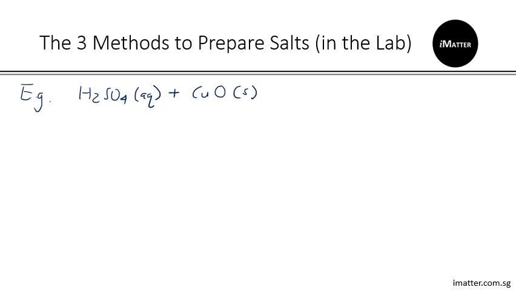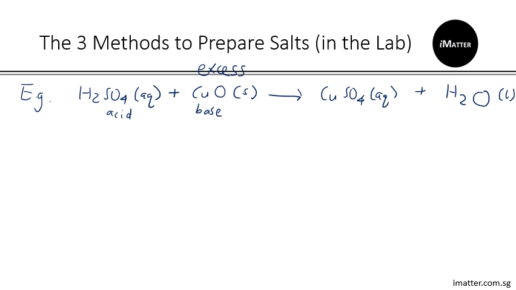Now, I hope you realize this is actually an acid-base reaction. And of course, the products you get will be a salt and water. And notice in this case, I get exactly the same salt. Copper sulfate, which is of course soluble in water, and H2O. Now, again, based on the earlier description, this would be in excess since copper oxide is my insoluble reactant.